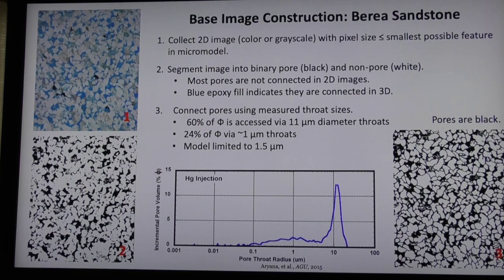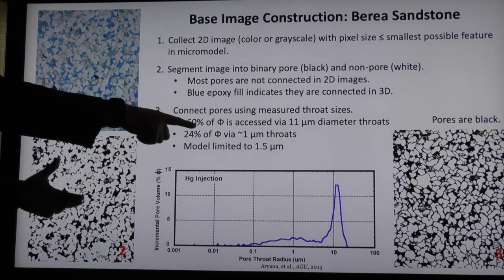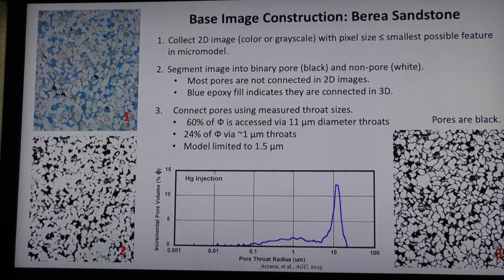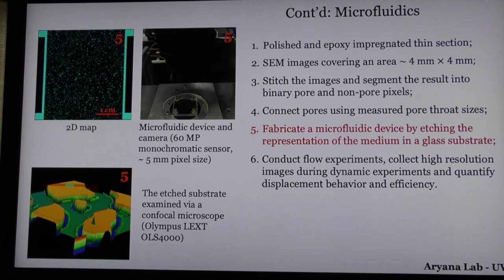So to capture the connectivity that exists in 3D onto a 2D map, because that's what we need. We're talking about a quasi-two-dimensional medium. It needs to be a 2D map. We take that distribution, translate it onto the map, connect the pores, so that we come up with this map right here that then we can translate using a lithography technique onto the surface of a piece of glass.